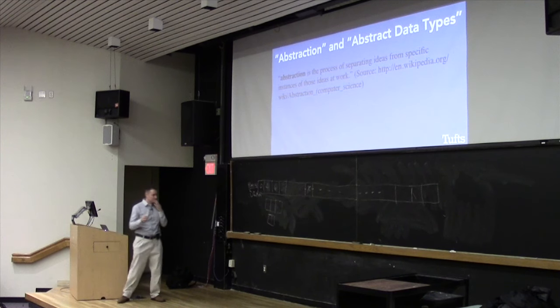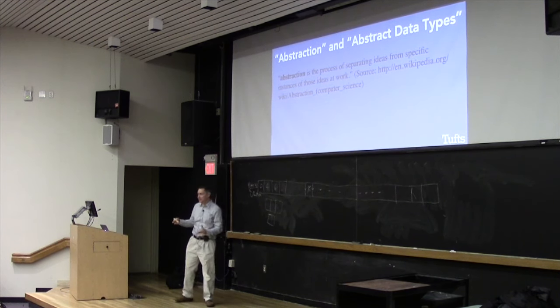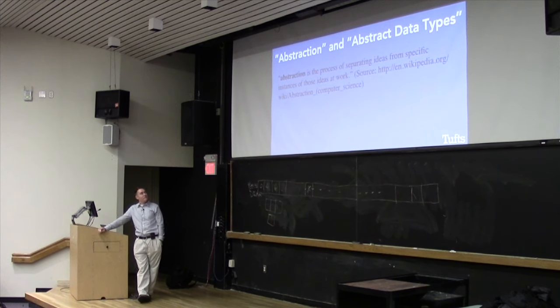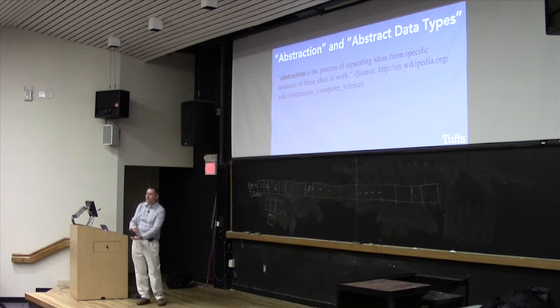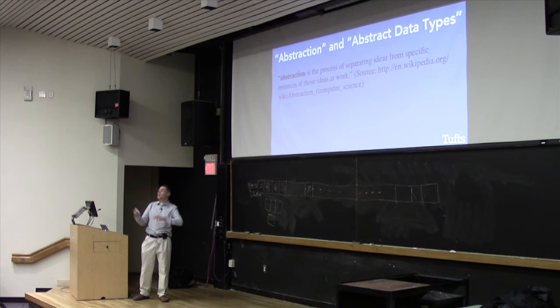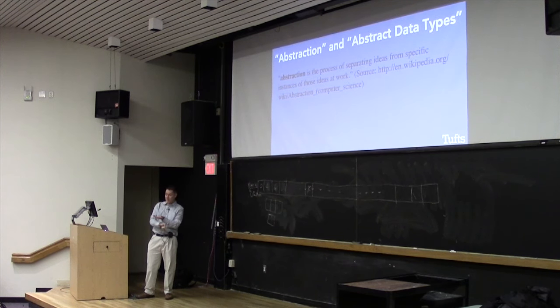We are going to talk about this idea of abstraction in this class, and this thing called an abstract data type. If you go to Wikipedia, to abstraction in the computer science realm, it will tell you that this is the process of separating ideas from specific instances of those ideas at work. And that's exactly what we're trying to do here. We're trying to say, here's a big idea. How you actually go about making that idea work is a totally different part of the equation. We're going to be doing both in this class. We're going to be looking at the abstract ideas, and then we're going to be programming them in the actual definite sense.